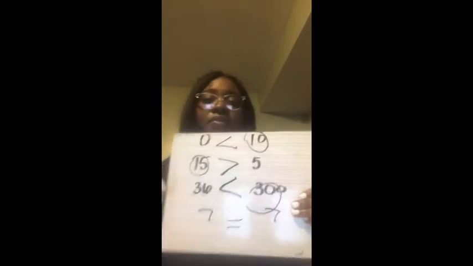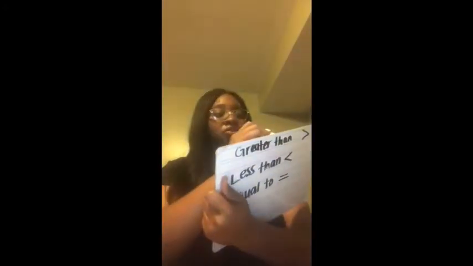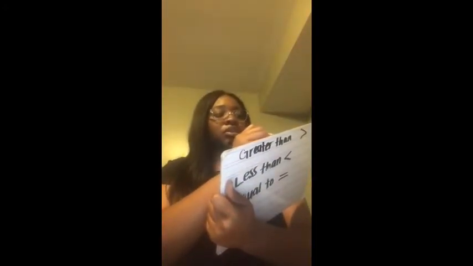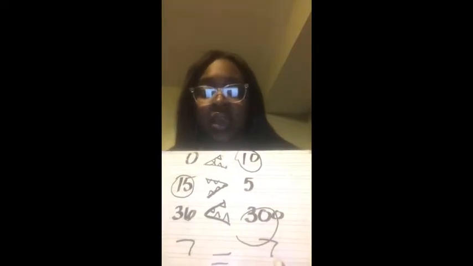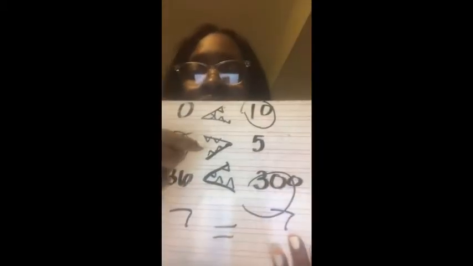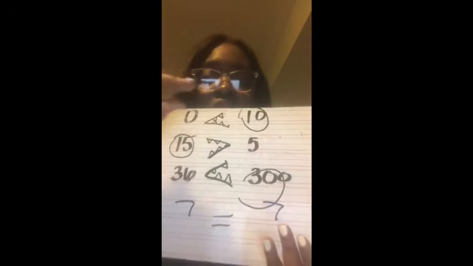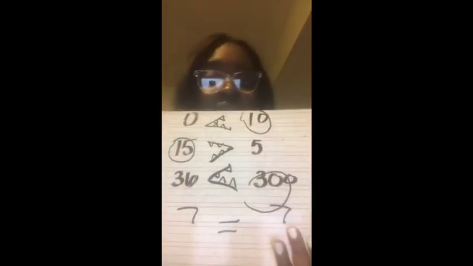Now, how do we know where to put what? That is a great question. So, I've got a little trick. Let me show you. We're going to pretend that the greater than and less than signs are our gator's mouth. And the gator is greedy and it only wants to eat the biggest one possible. So, the gator doesn't want 0, it wants 10. So you see, you put your teeth and it is going to nom that 10 right up.